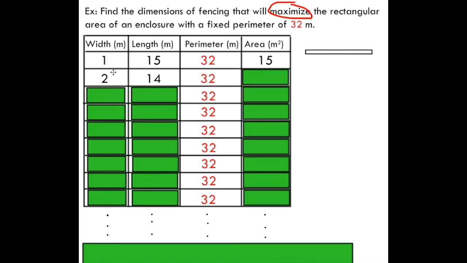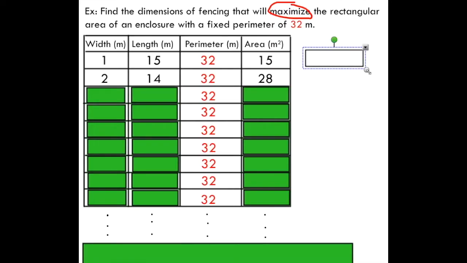But if we look at the area, length times width, you'll see that we actually end up with more area. So just by increasing the width to 2 meters, decreasing the length to 14 meters, I've actually increased my area almost by a factor of 2. So you're thinking, well, if this is the case, if I just increase my width, can't I just increase my width indefinitely?